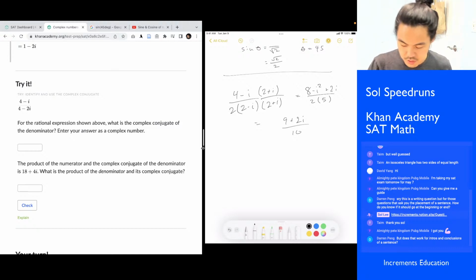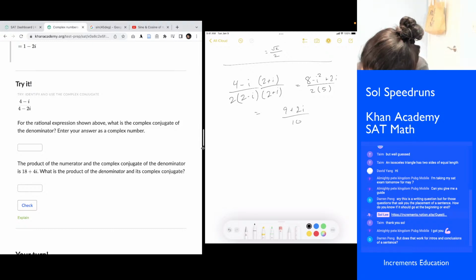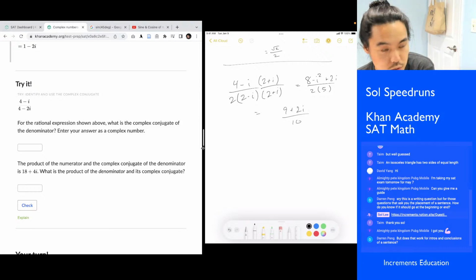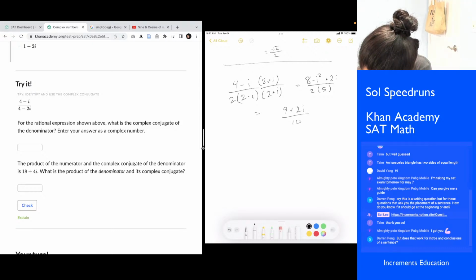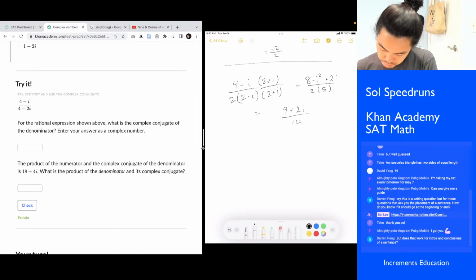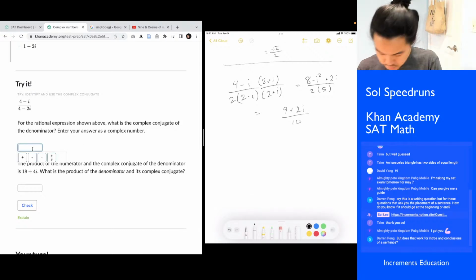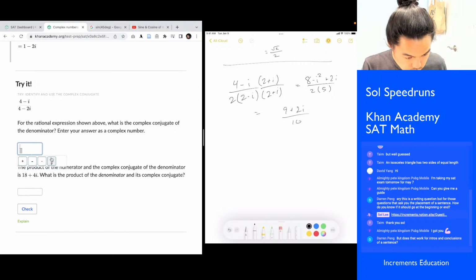For some reason that feels a little sketchy. But minus i squared is equal to plus 1, right? Yeah. And then 4i minus 2i is 2i. So I feel like that should work. So let's go and check. Nine plus 2i.